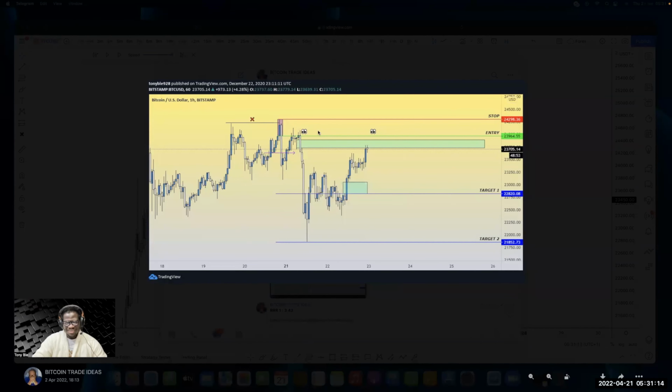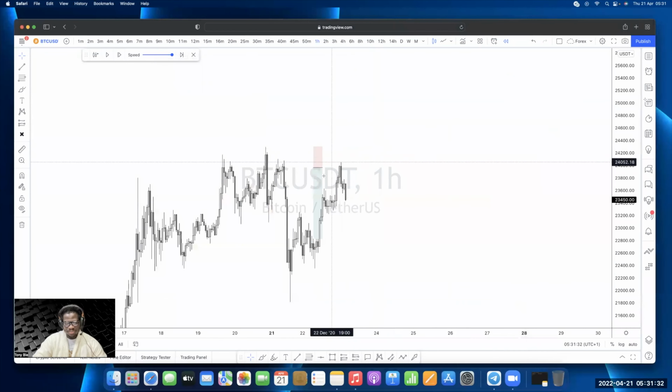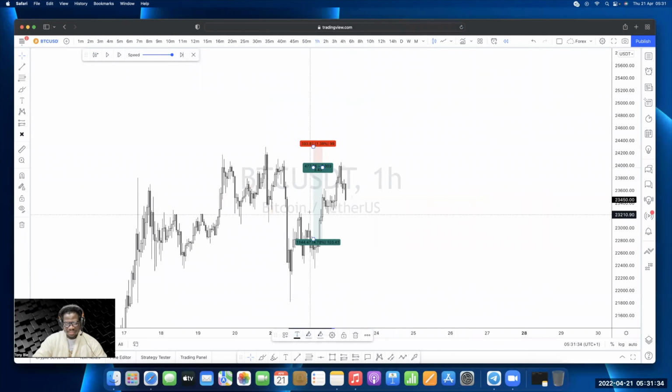We have some little highs here. So my entry was at 23,964, stop loss just above the high. Now I think I have a first target at 22,820, and then a second target. So let's see what happened. Okay, so this is it here also. All right, this is it here.